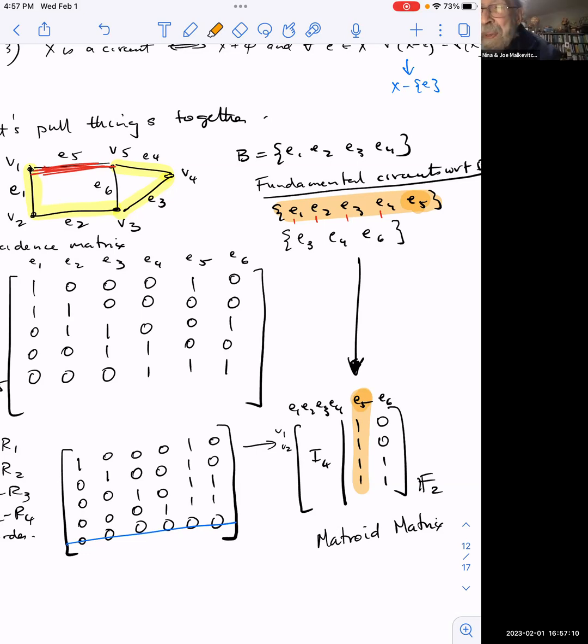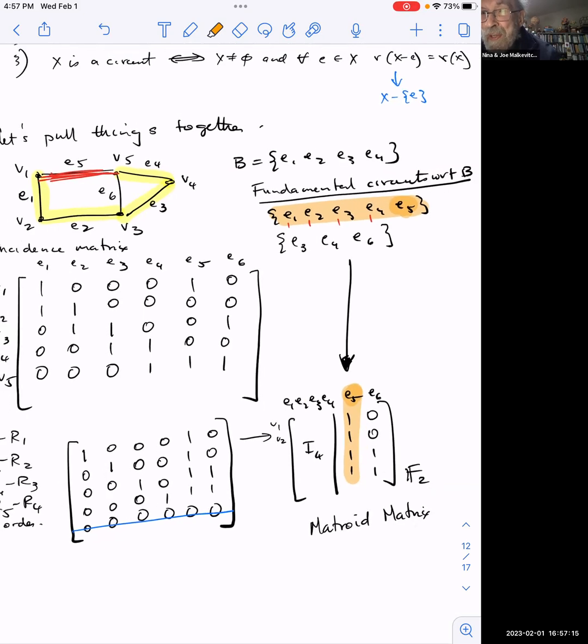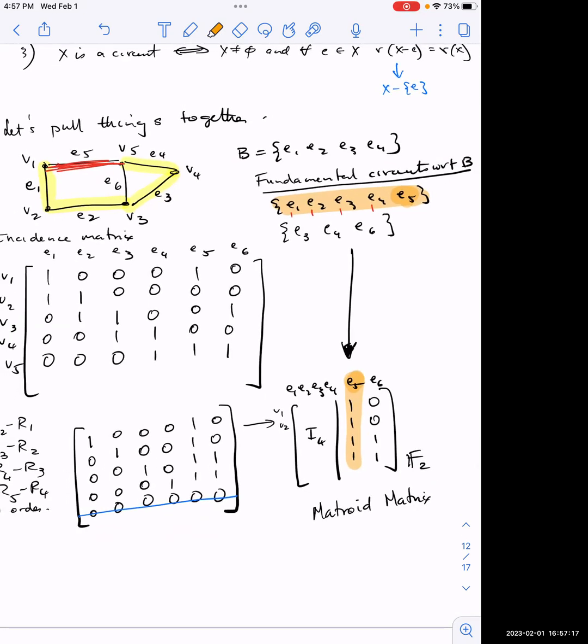So you're relabeling the rows of this matrix with the edges at this time? Is that what you're saying? Yes. That's a good point. So relabeling it like this: E1, E2, E3, E4. Very good. Thank you. I appreciate it. I should have said that.